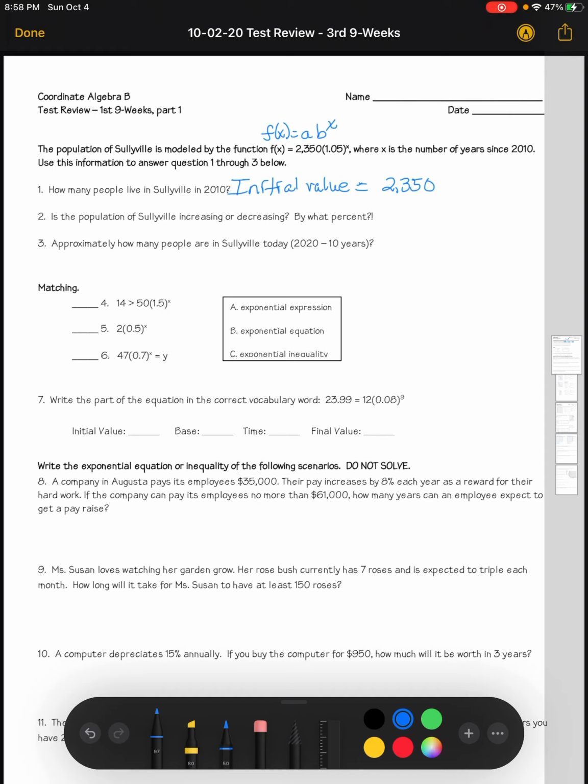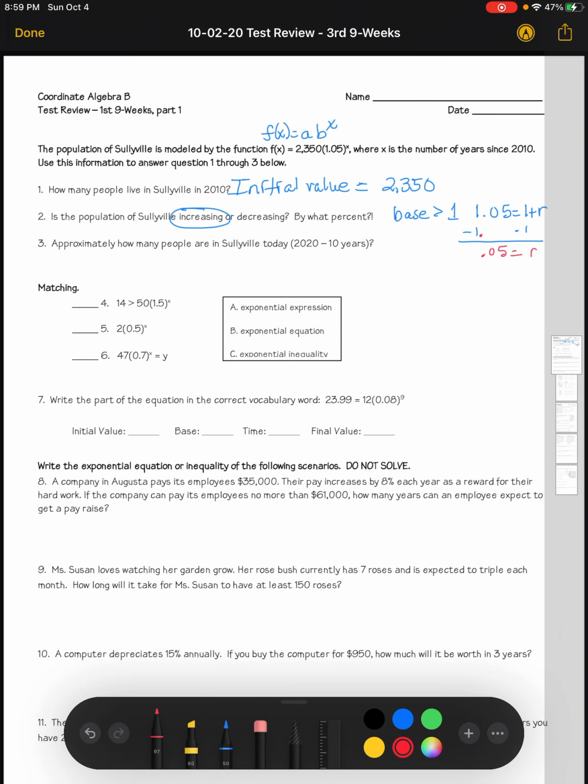Is the population of Sellersville increasing or decreasing by what percent? So if we look at our B value, our base, that base is greater than 1. So we know it is increasing, and it asks by what percent. Our base is 1.05, which is equal to 1 plus R. If we want to solve for R, we subtract 1 on both sides. And remember to add and subtract decimals, we have to line up our decimal points.